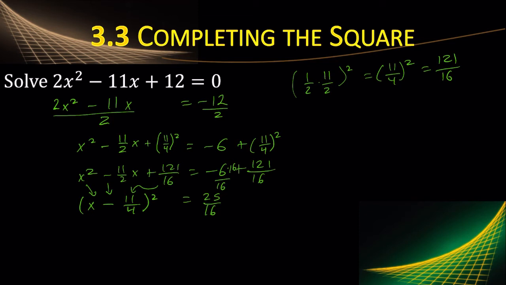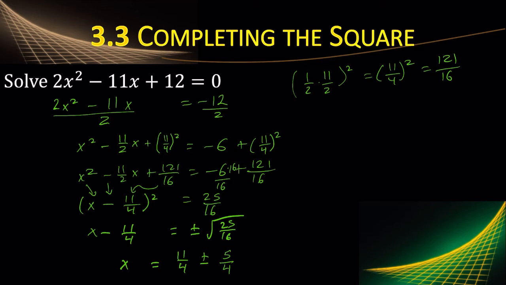At this point, we can square root. Don't forget the plus and minus. And then finally add 11 over 4. So I'll have 11 over 4 plus and minus, oh, the square root of 25 is 5, and the square root of 16 is 4.